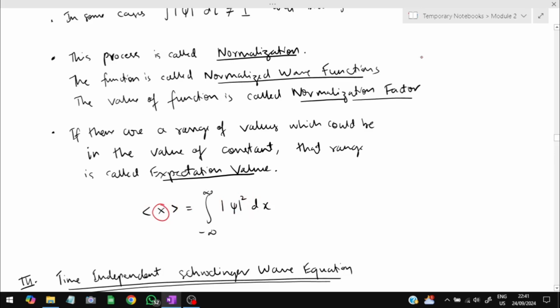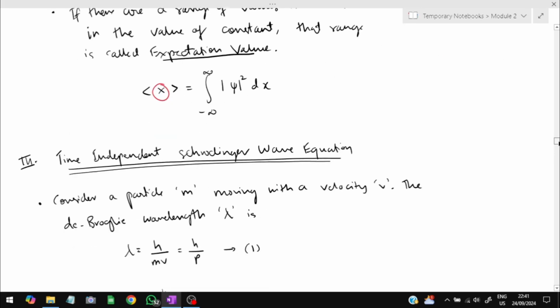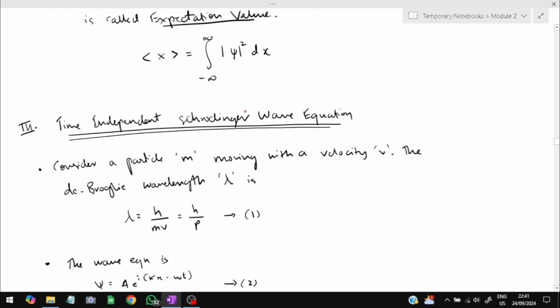Moving to the third topic, a very important question: the time independent Schrodinger wave equation. Pay attention to this one. This is a step by step way you can remember to derive the Schrodinger wave equation, and it can be asked for 8 marks in the exam. First consider a particle of mass m moving with velocity v, and the de Broglie wavelength is lambda. Lambda is given by h by mv, that is h by p, as we already know.